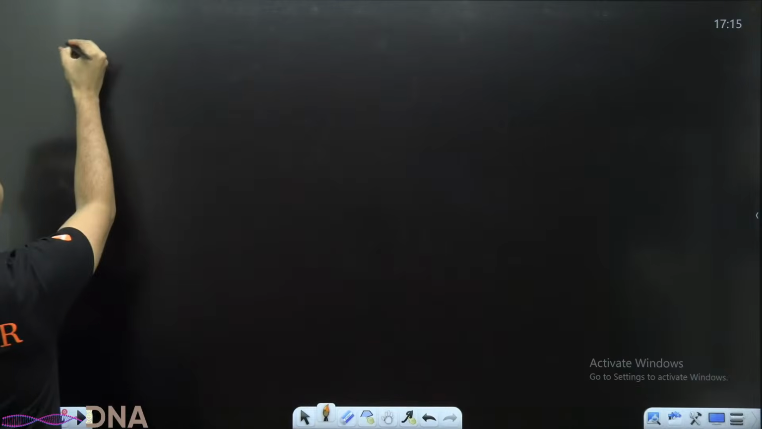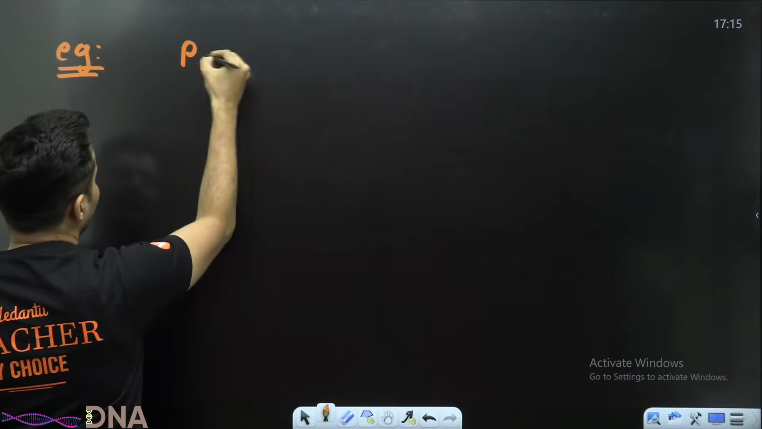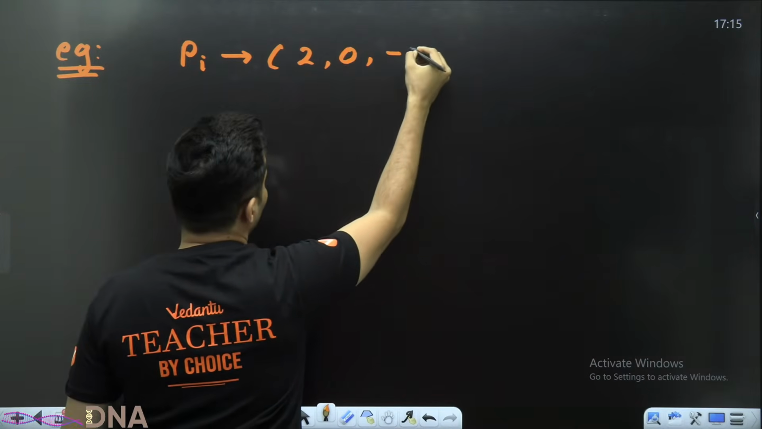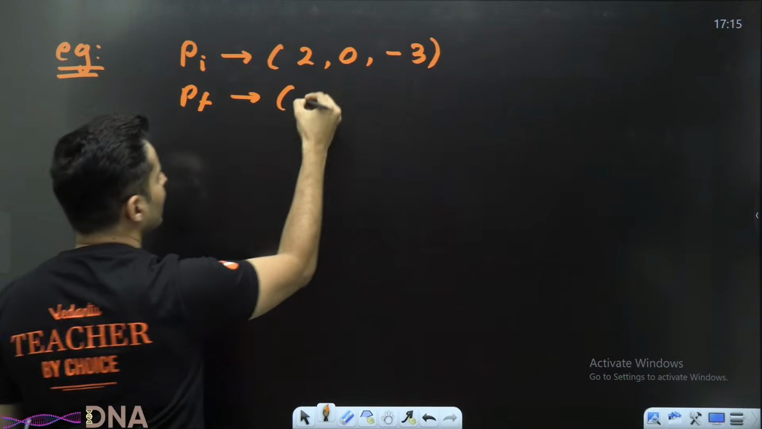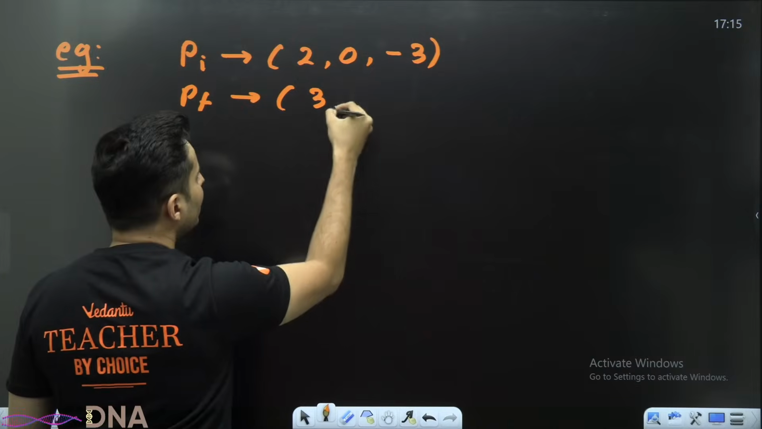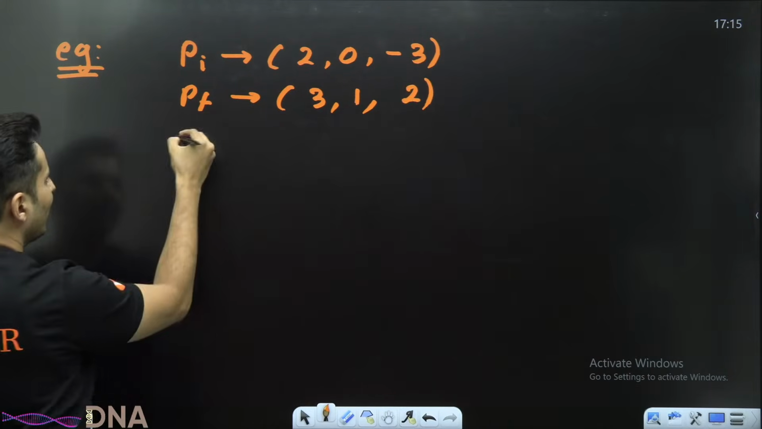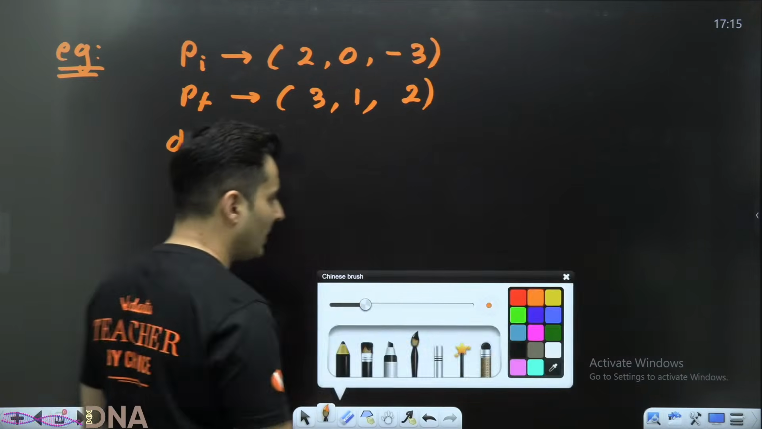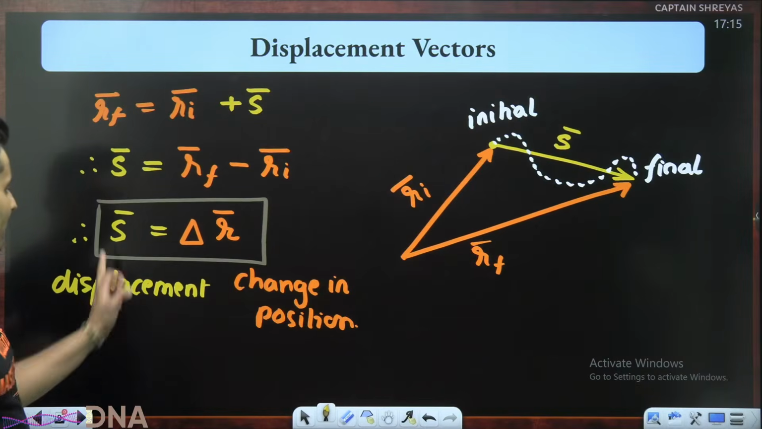Say for example, my dear students, I tell you, listen, Pandu was there initially at the coordinates 2, 0, -3. Pandu finally reached some place which is having the coordinates 3, 1, let's say 2. Question is, what is the displacement of Pandu? That is the question.